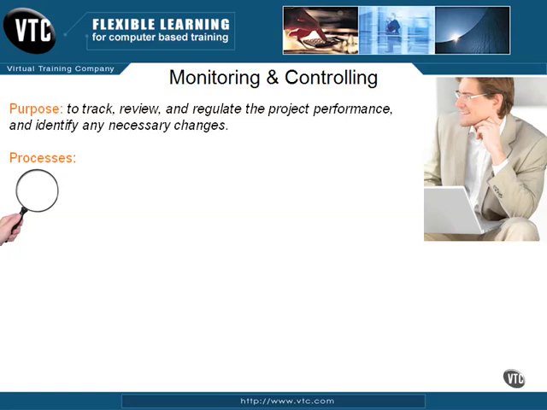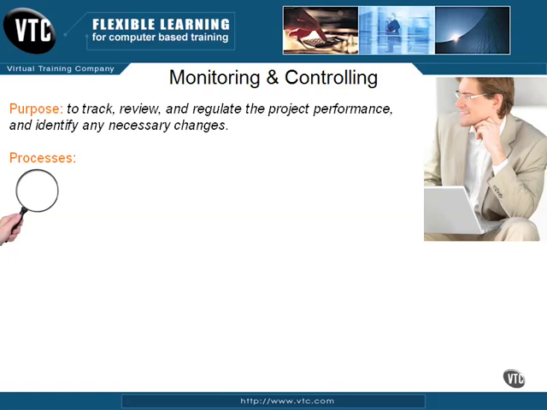Let's dive right into the monitoring and controlling process group. The purpose of this process group is to track, review, and regulate the project performance and identify any necessary changes. For example, what variances from the actual project work exist in comparison to the project management plan? Can we correct these variances or prevent variances from occurring? These are the types of things that will take place here in the monitoring and controlling process group.